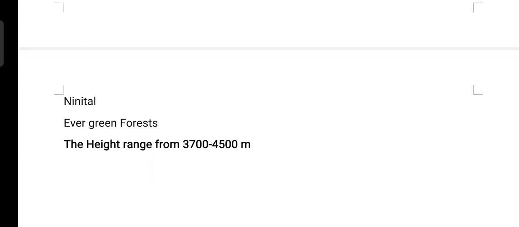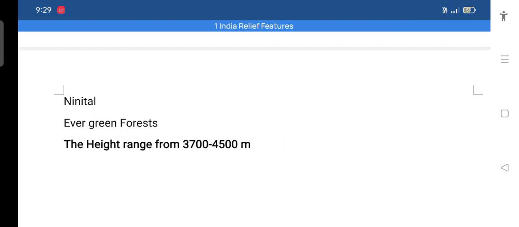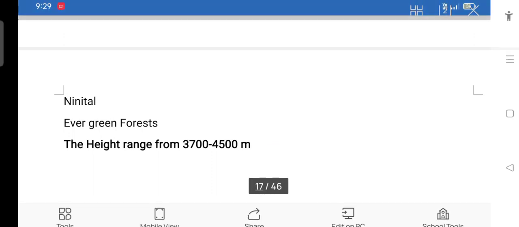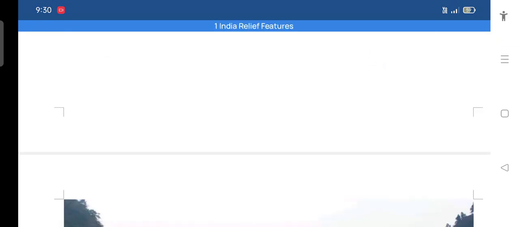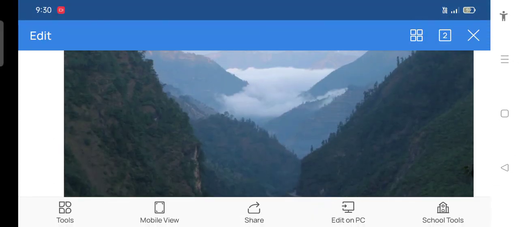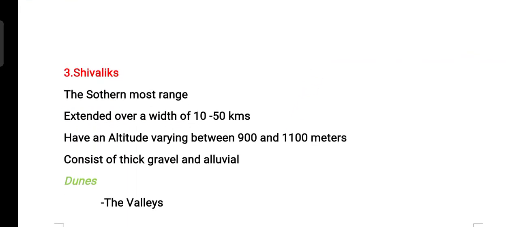This region is covered with evergreen forests, and the average height of this region is 3700 meters to 4500 meters. Okay, now we are discussing the third range. These are the pictures of the Himachal. Okay, the third range is the Shivaliks.